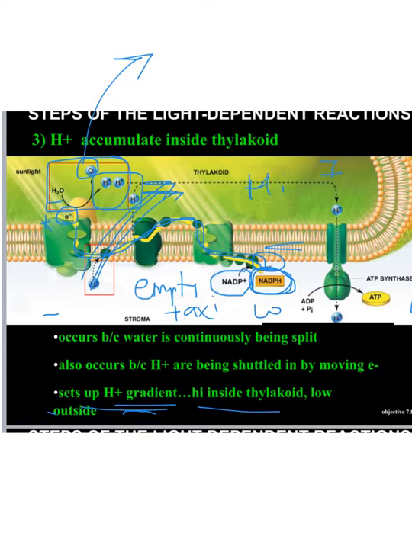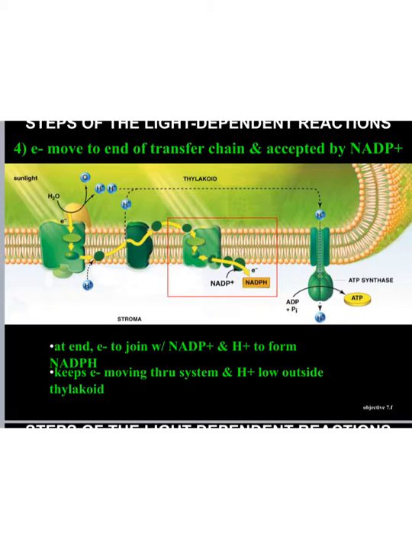So now we have a high concentration inside the thylakoid, and we're going to have a low concentration outside the thylakoid. So again, that electron flowing down that membrane system is pulling those hydrogen ions into the thylakoid as it does that. So we're going to set up this gradient. Again, we have a high hydrogen ion concentration inside and a low hydrogen ion concentration outside. And that is going to drive the production of ATP, just like it did in cellular respiration.